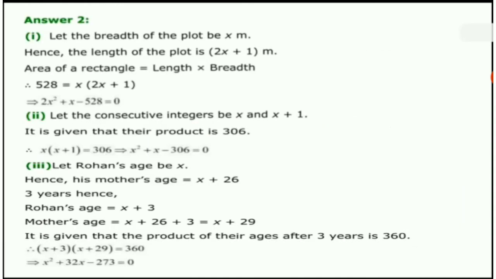Okay, now see, let the consecutive integers be x and x plus 1. It is given that their product is 306. So x into (x plus 1) equals 306. So x squared plus x minus 306 equals 0. Very simple. So this is again a quadratic equation.